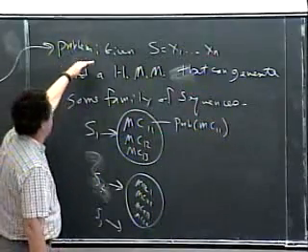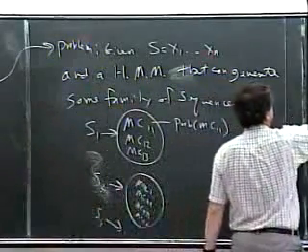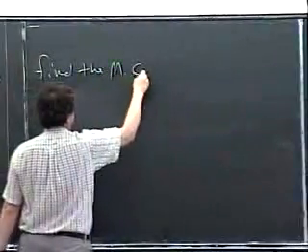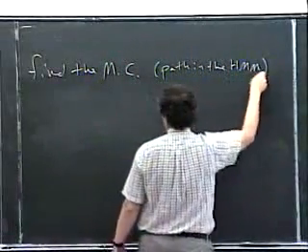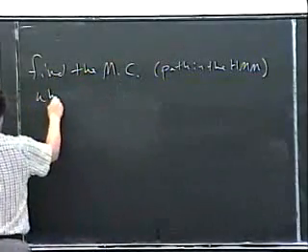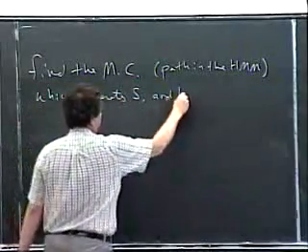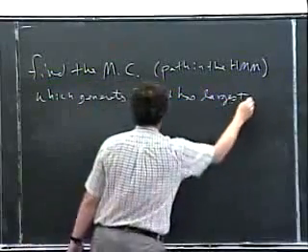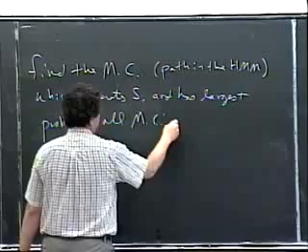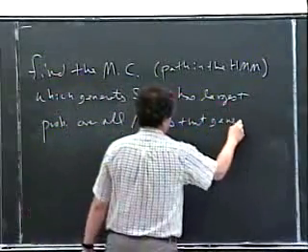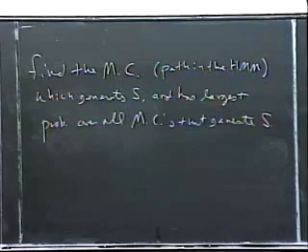So what's the problem again? Given S and a hidden Markov model that can generate some family of sequences, find the Markov chain, also called a path in the hidden Markov model, which generates S and has the largest probability over all Markov chains that generate S. So that's your best guess at how S came about.